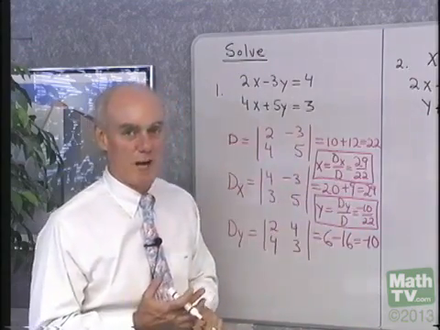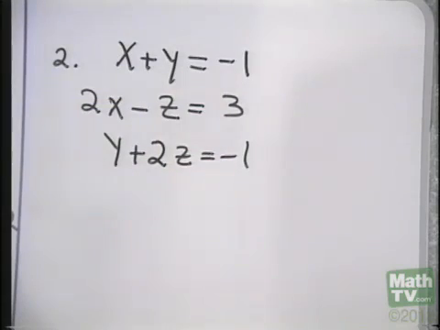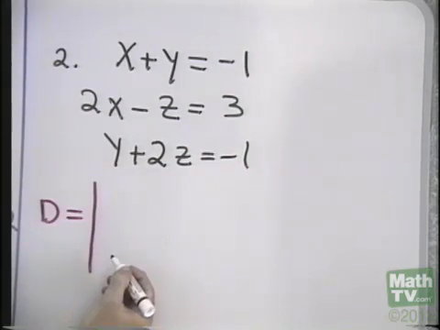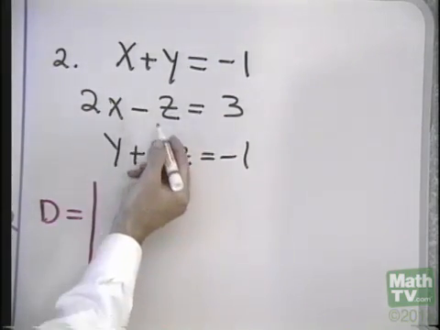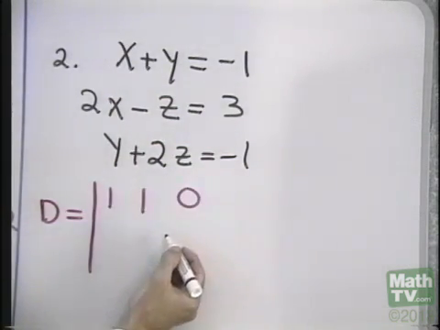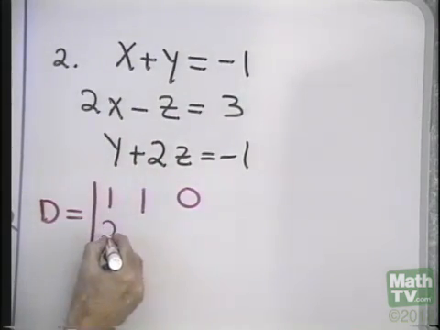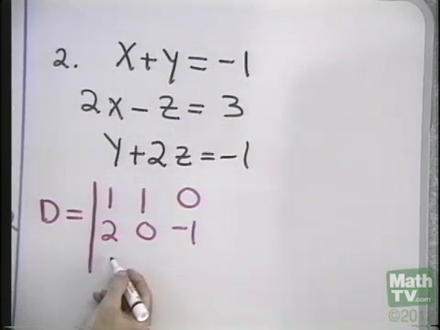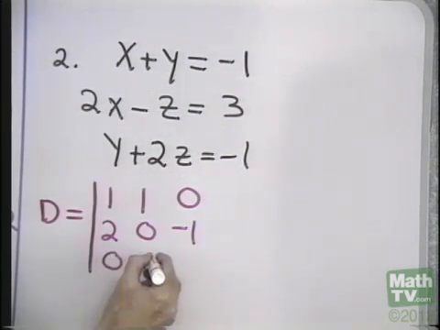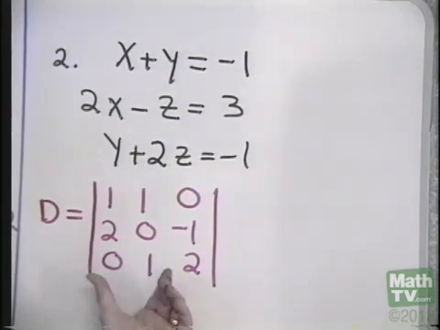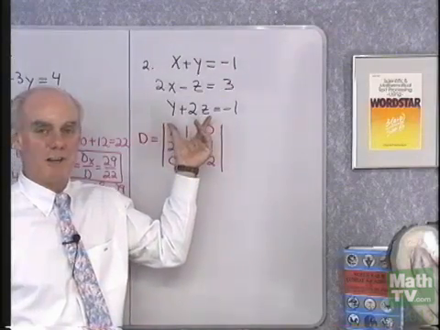Let's try Cramer's rule now with a 3 by 3 system. To use Cramer's rule here, we first form the determinant big D, and it's the determinant of the coefficients of x, y, and z now. So in my first equation, I have 1x, 1y, and 0z. In my second equation, I have 2x, 0y, and -1z. In my third equation, I have 0x, 1y, and 2z. So that's my determinant big D, and it's the determinant of just the coefficients of x, y, and z in my original system.